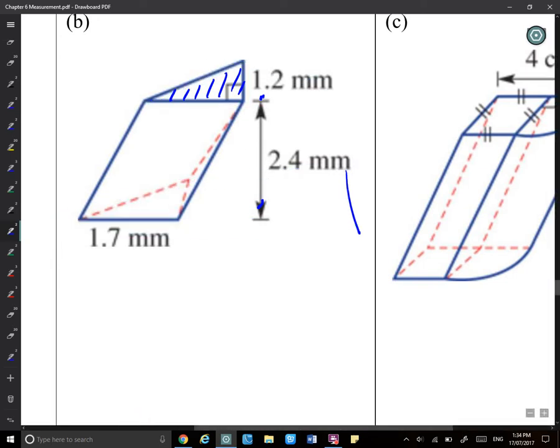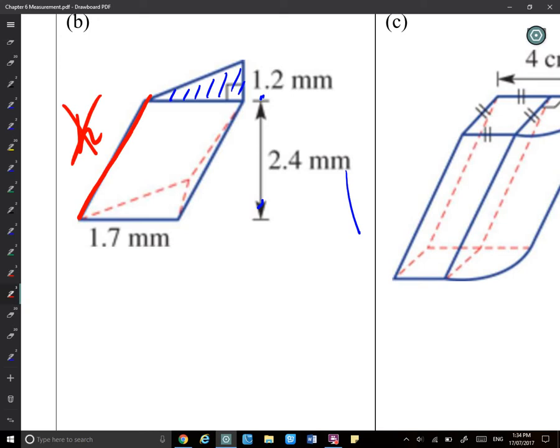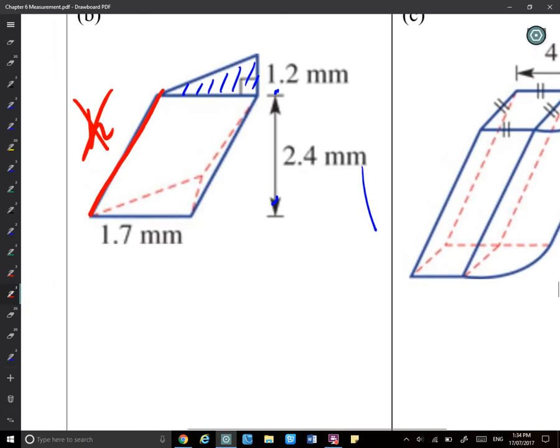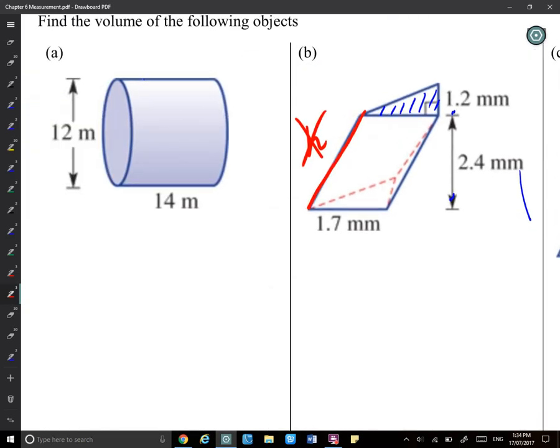Just be careful. The height of the object is not this. This is not the height because it's not straight. It must be the distance between the top and the bottom. That is the height. That is not a straight line, not a vertical line. So as I said, if it's a uniform cross section object, we use the base times the height.